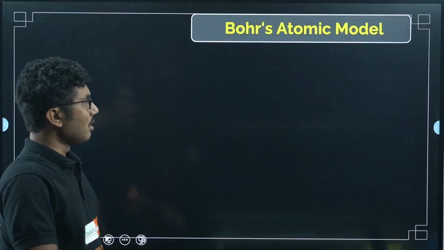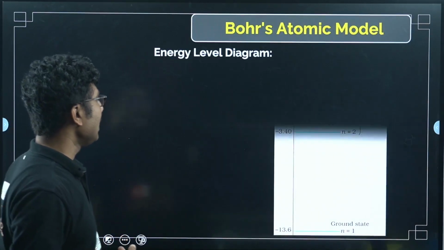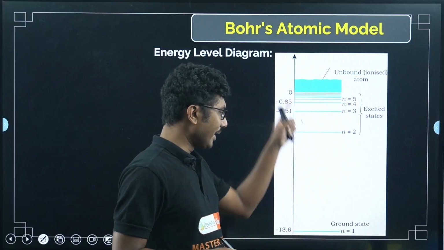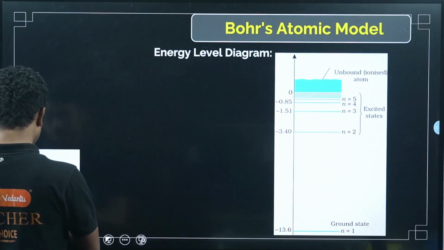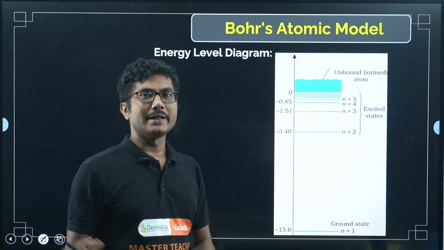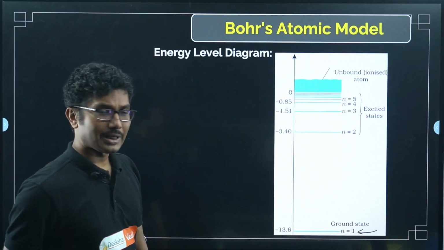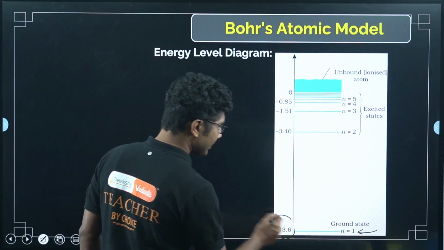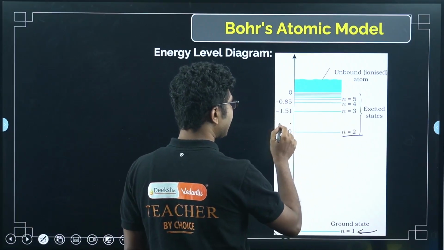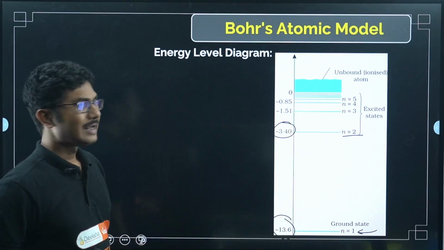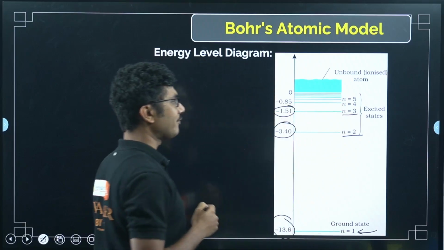Now, energy level diagram, another important thing. When we consider the ground state, I said ground state is n equals 1. This will help you remember the different energy levels. This is associated with a particular energy, that energy is minus 13.6 eV. Now for n equals 2, the corresponding energy is minus 3.4 eV. For n equals 3, the corresponding energy is minus 1.51 eV.